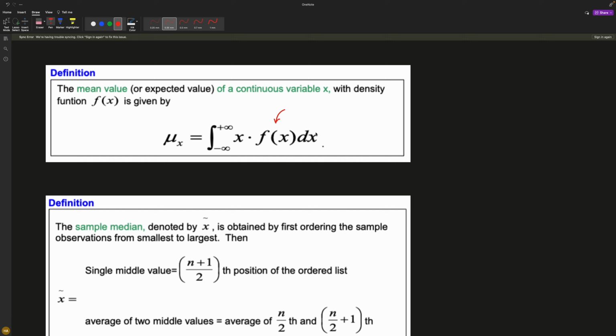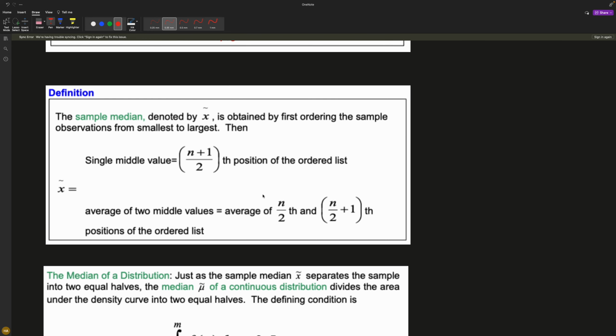So you do want to know your basic integration. Now, will you be integrating from negative infinity to positive infinity? No, because your probability is always between 0 and 1. You can't have negative probability, you can't have probability more than 1. So this will actually get replaced eventually by 0 and 1. And then you'll integrate, and then you'll get your mu.